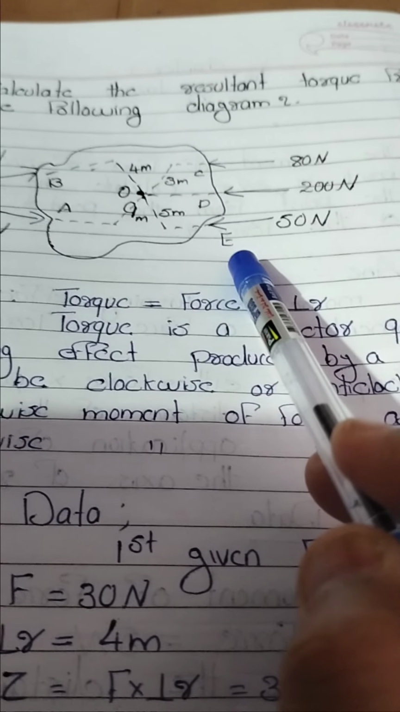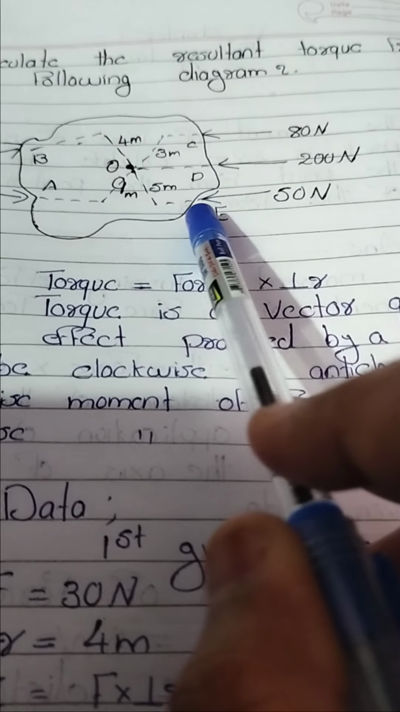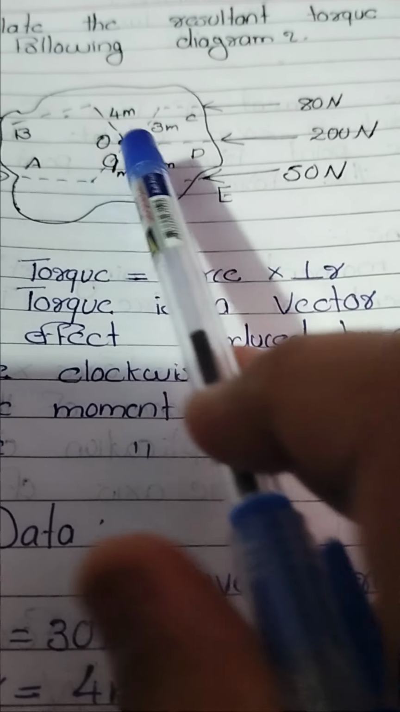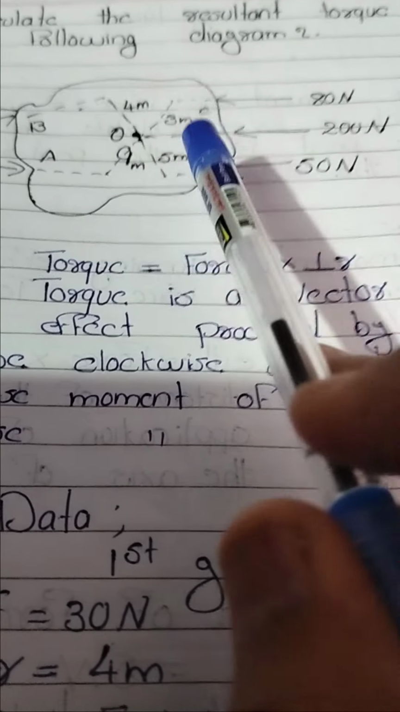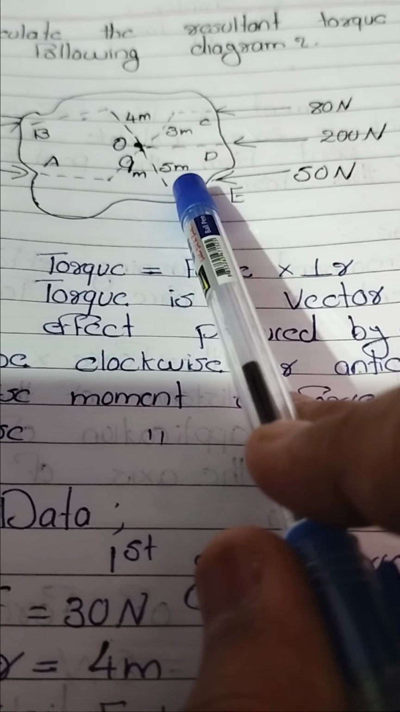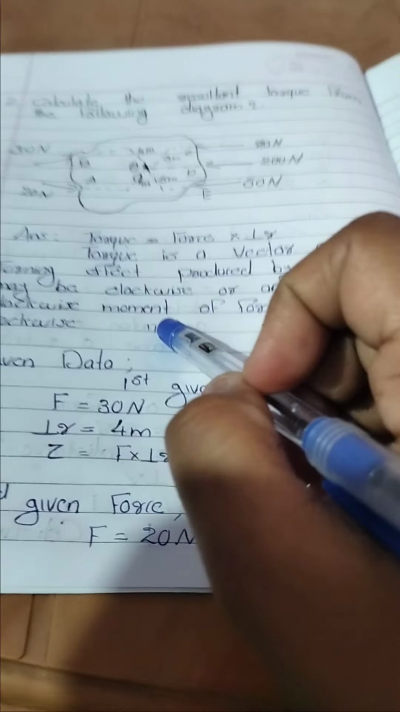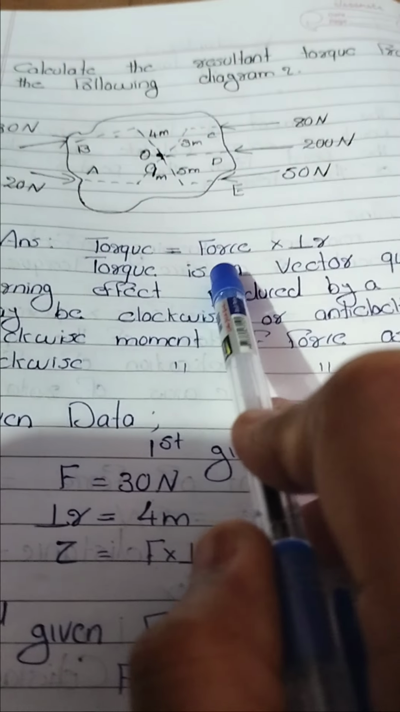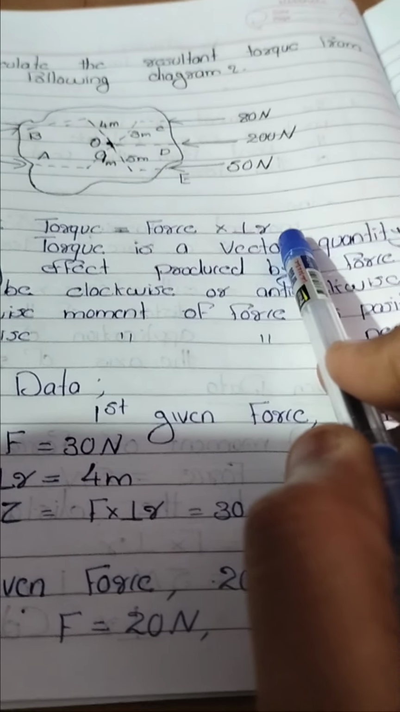Next, the given force is 50 Newton. The extended line is this. This is the line of force. The perpendicular distance from the origin is 5 meter. Then the theory based on the question. Expression of torque: torque equals force into perpendicular distance.